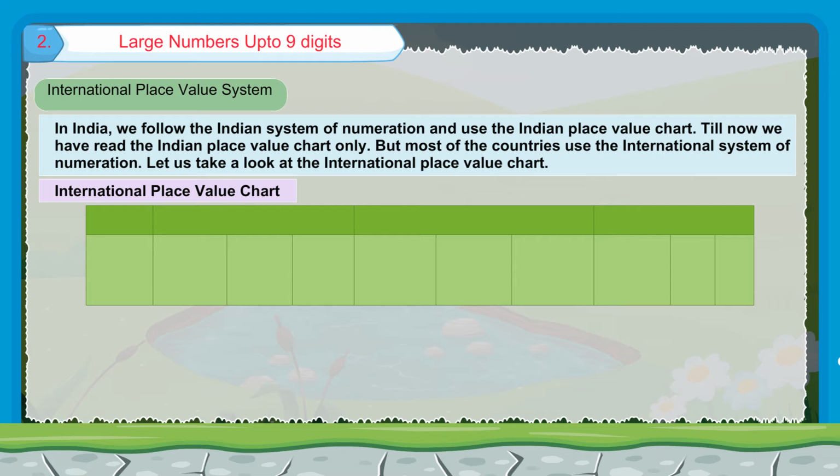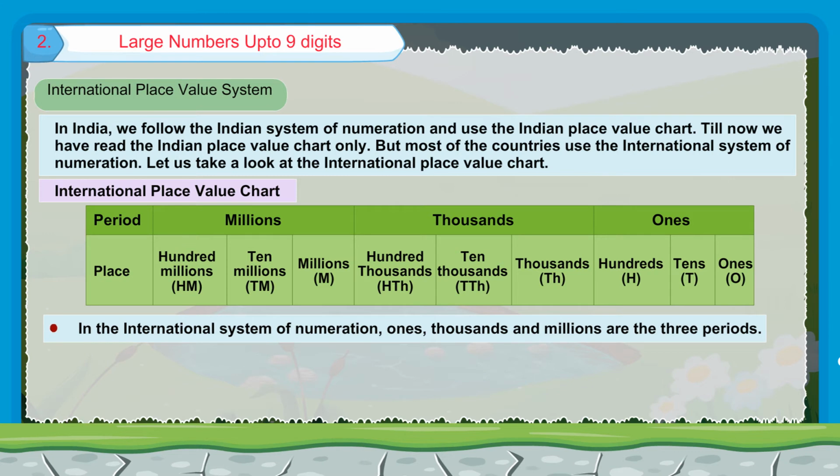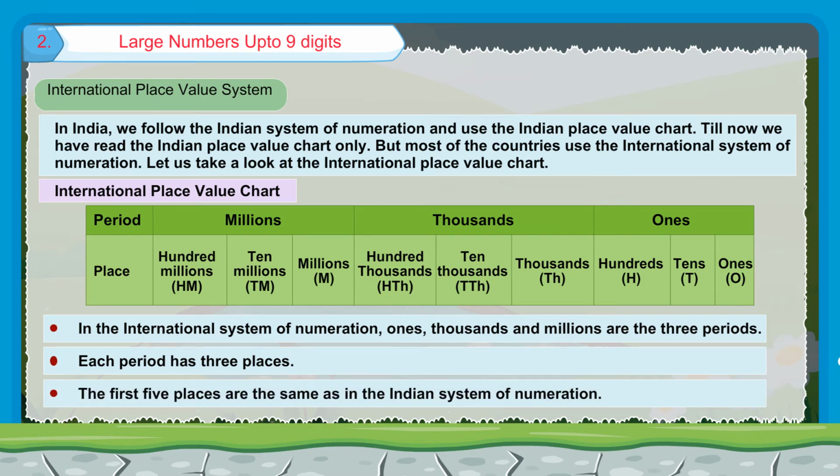International Place Value Chart. Period: Millions, Thousands, Ones. Place: 100 millions, 10 millions, millions, 100 thousands, 10 thousands, thousands, hundreds, tens, ones. In the international system of numeration, ones, thousands, and millions are the three periods. Each period has three places. The first five places are the same as in the Indian system of numeration.